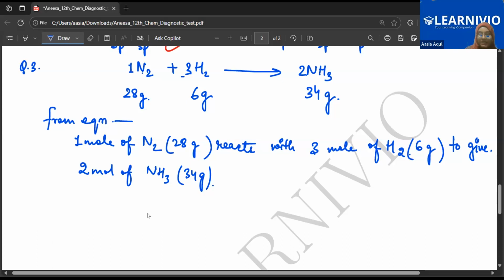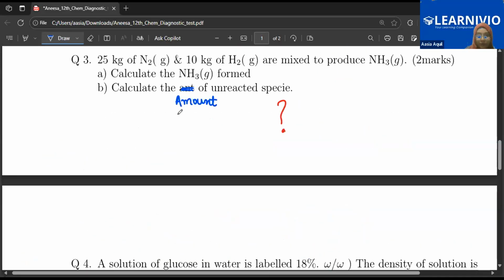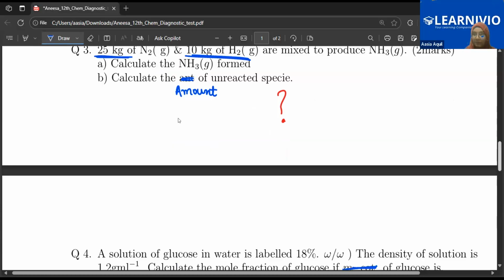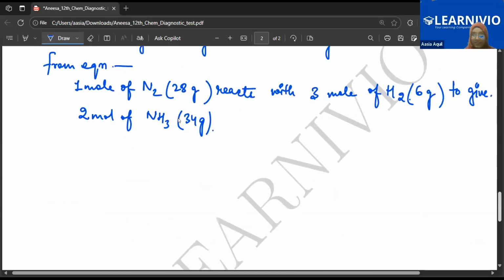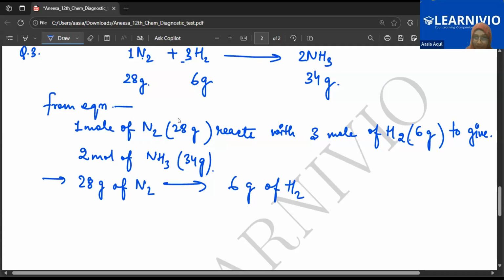Now, what is given over here is the amount of nitrogen and the amount of hydrogen, right? 25 kg and 10 kg. So we will compare these two first. One thing which is given, we have to compare between these two. Now see, can we say that 28 gram of nitrogen combines with 6 gram of H2 according to the balanced chemical equation? I've written it over here, right?